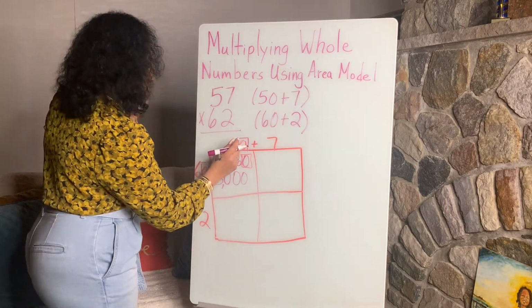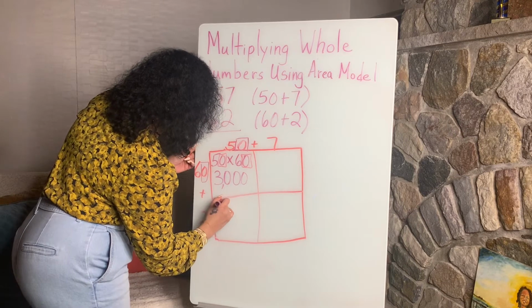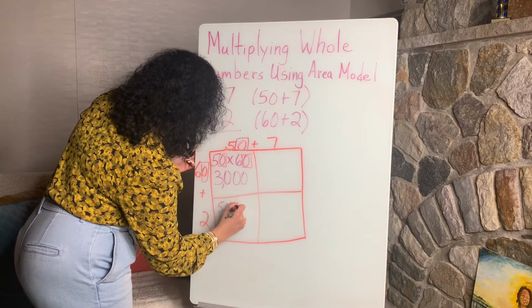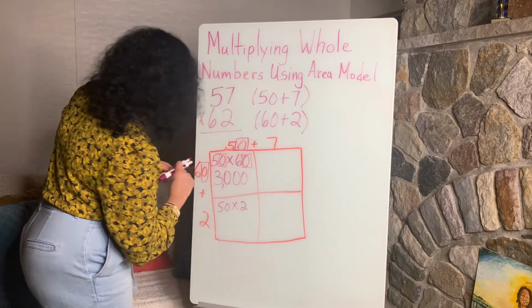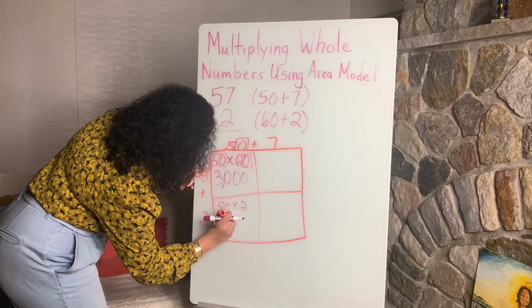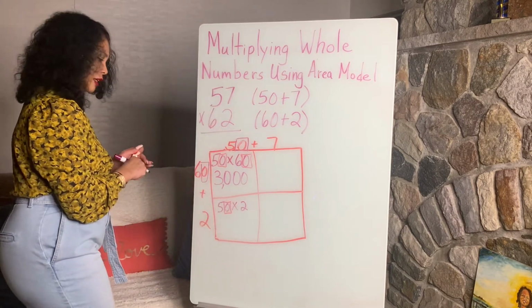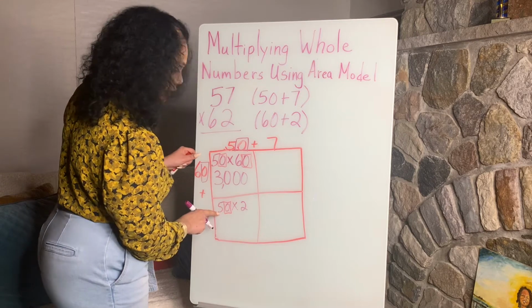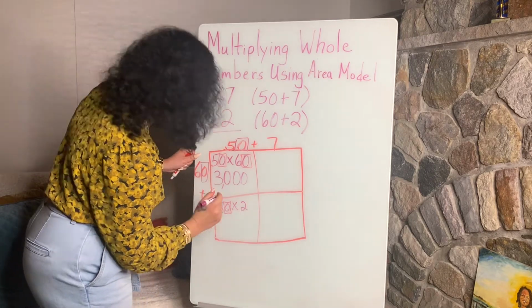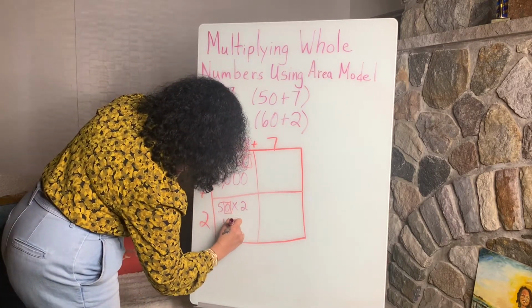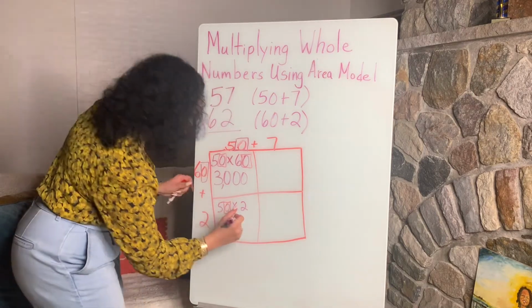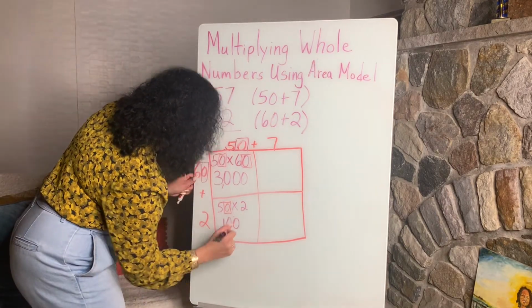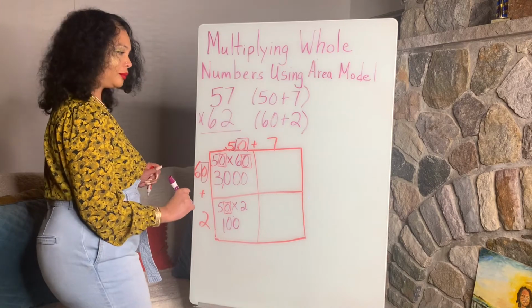And I'm going to write 50 times 2. Once again, I'm boxing my zeros so I can see my basic multiplication facts, which is, in this case, 5 times 2, which is 10. And I boxed 1 zero, so that's 1 0. That's going to give me 100.